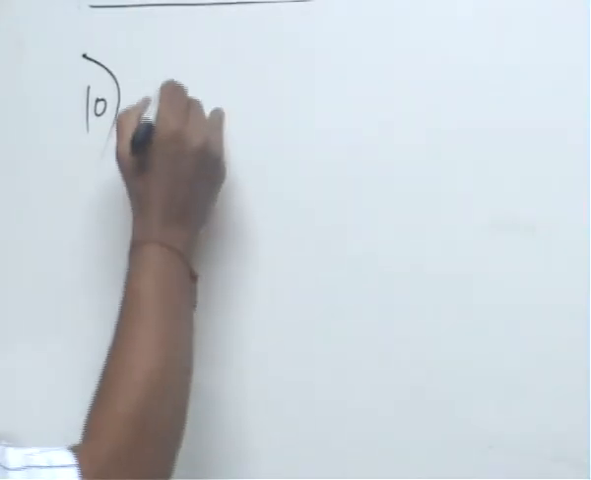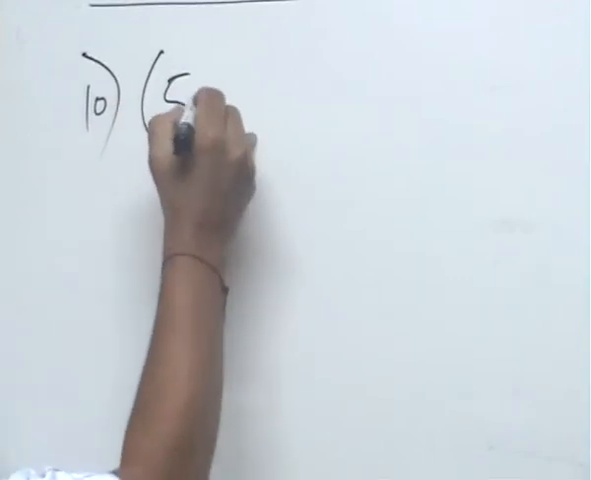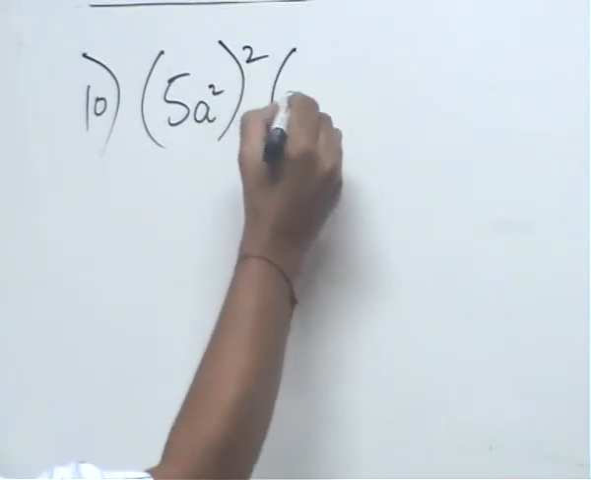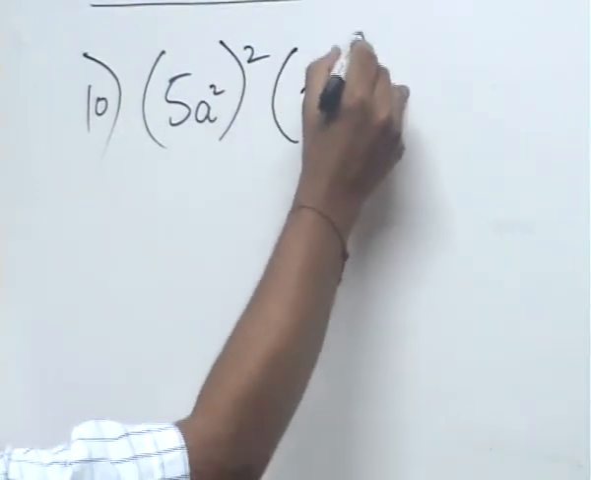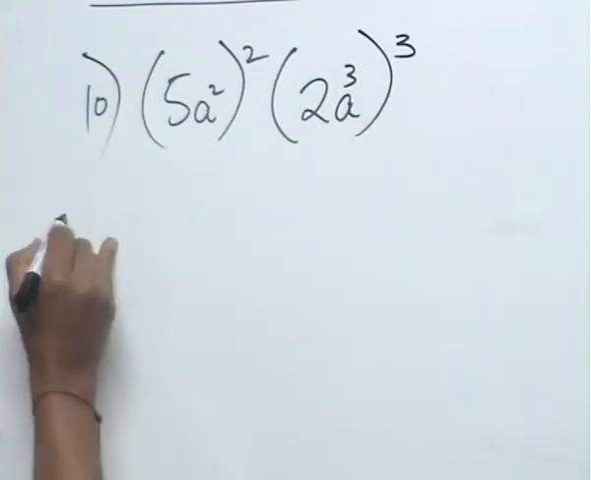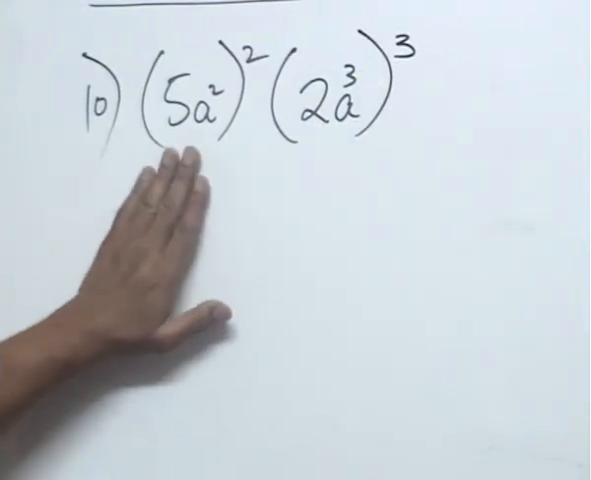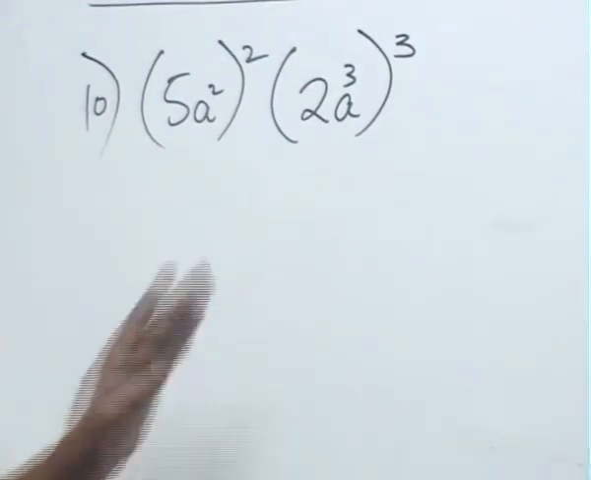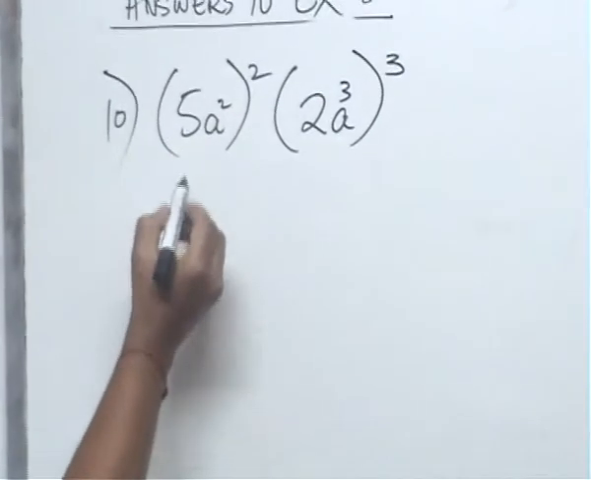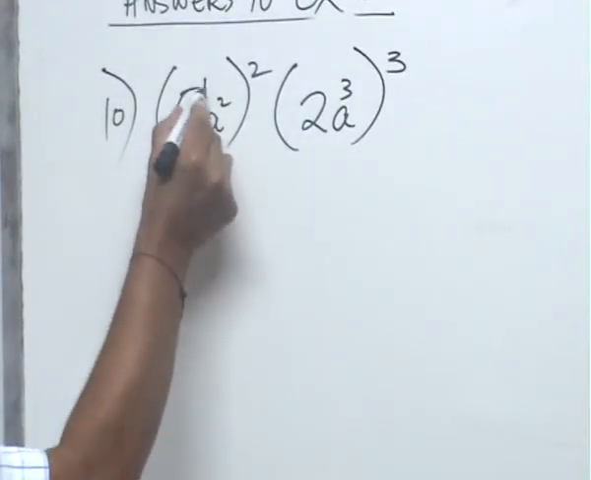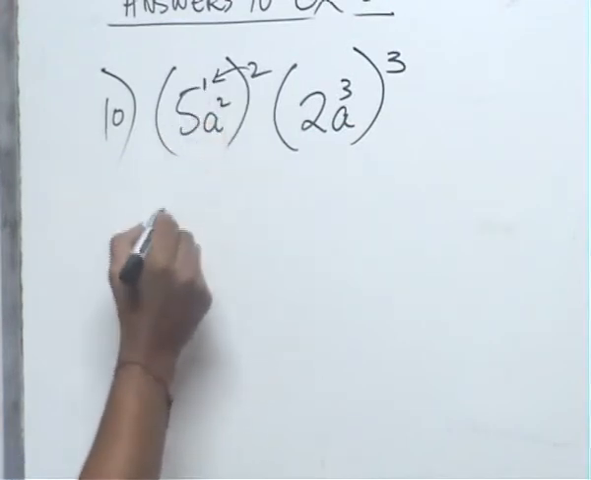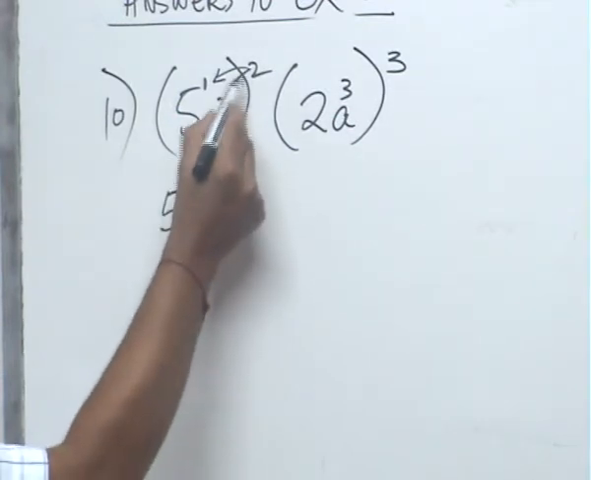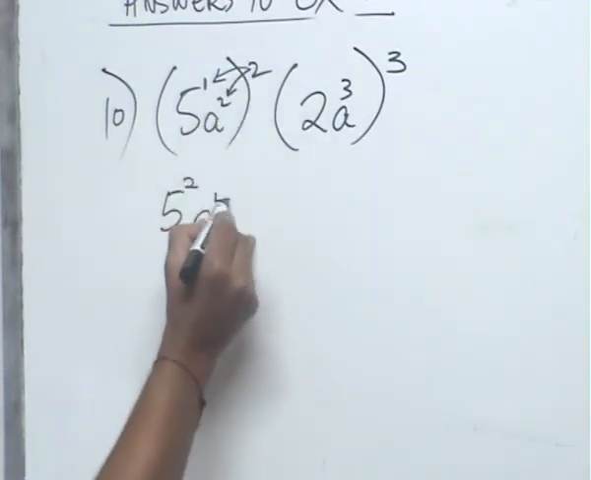Number 10, we have open bracket 5a squared close bracket all squared, into open bracket 2a cubed close bracket all cubed. Now in this example, you've got the power to power rule working 2 times. 1 time and there's another time. So let's do this one first. Using the power to power rule, that's 1. So it will be 5, 1 times 2, 2. Then 2 times 2, 4.